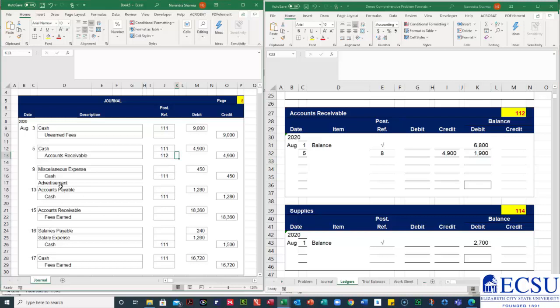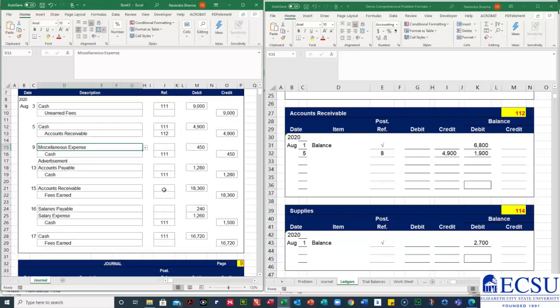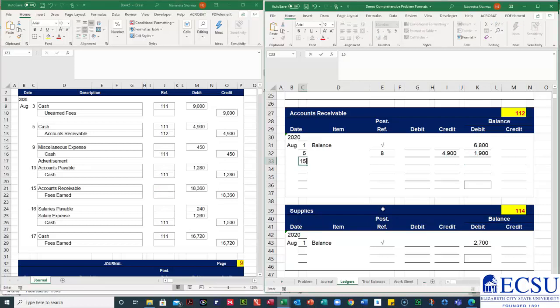Okay. Then I have accounts receivable here. It is a debit, that is on the 15th. So I have a debit on the 15th. Again, coming out of page 8, but it's a debit of how much?